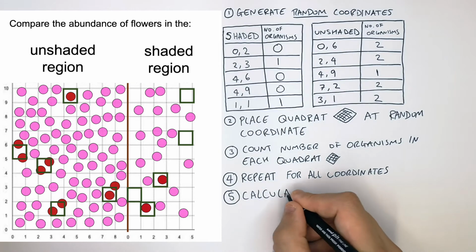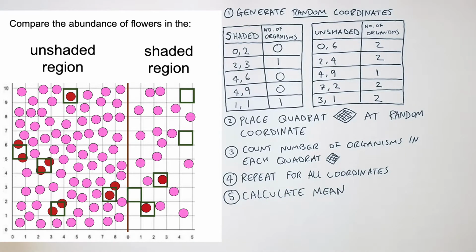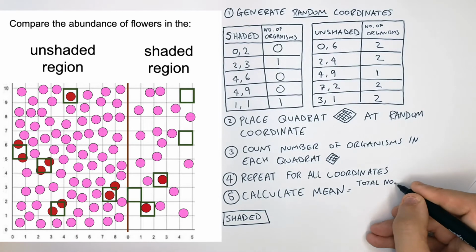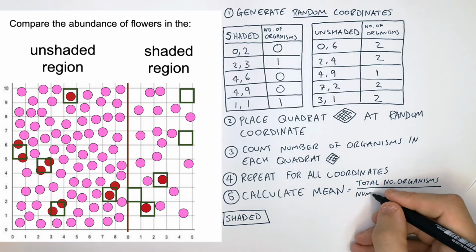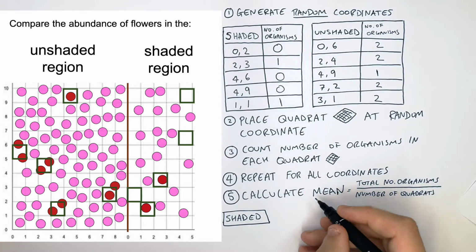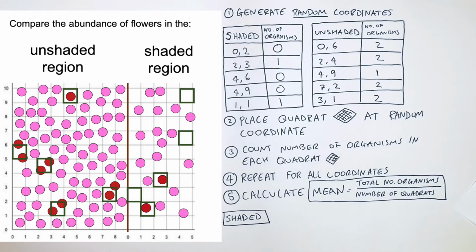Now we calculate the mean using our results. Total number of organisms divided by the number of quadrats. Pause the video here to calculate the mean number of organisms per quadrat for the shaded and unshaded region. The answers will follow.